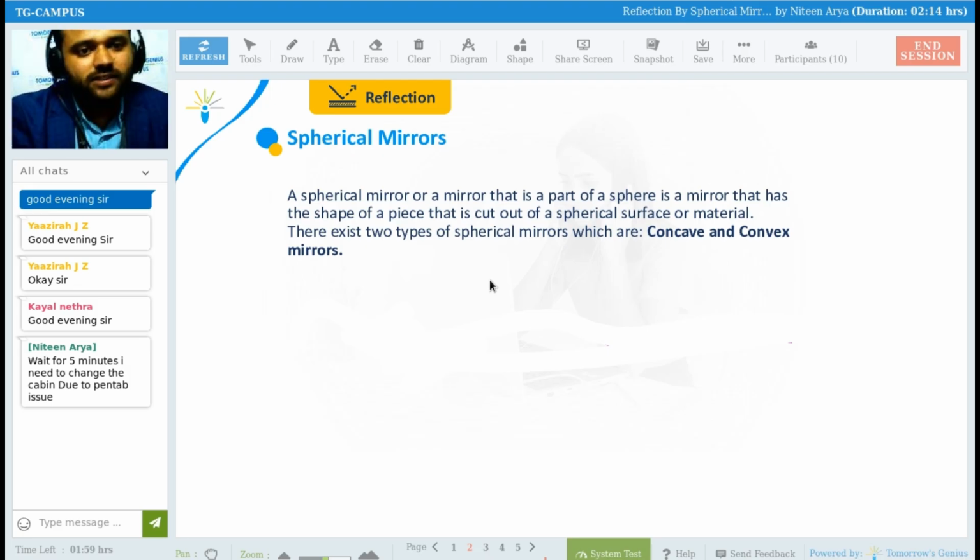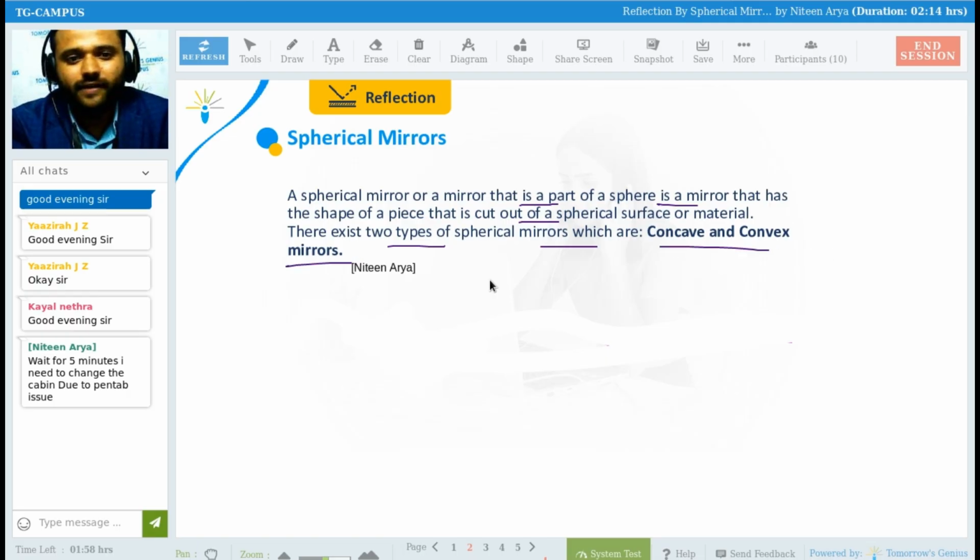So this is all about your real. I mean, we already learned about mirrors in great detail, in class 10th itself. So that is a spherical mirror. We start with this spherical mirror. A spherical mirror is a mirror that has the shape of a piece that is cut out of a spherical surface or material. There exist two types of spherical mirrors, which are convex and concave. Very simple, very easy, very basic.